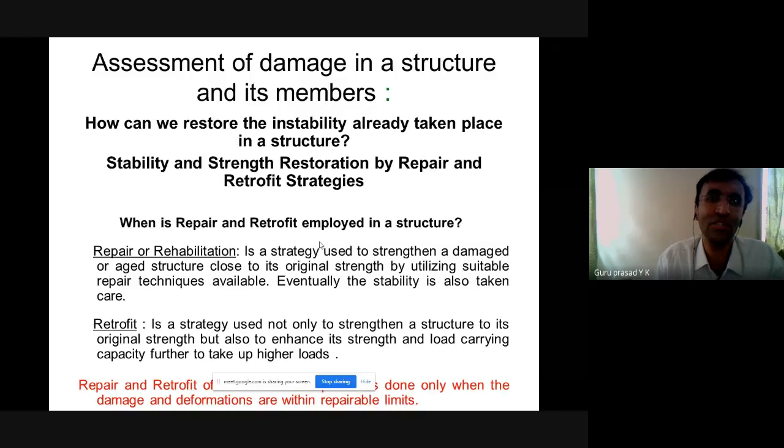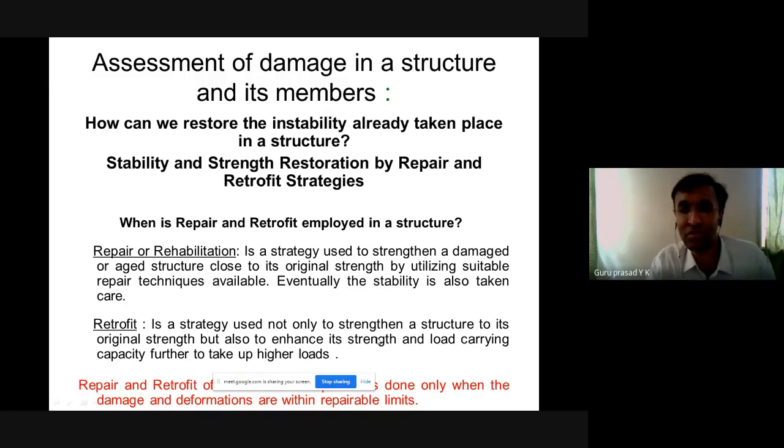Maybe he designed the foundation for 4 floors, but when he was constructing the building, he saw to it that the reinforcement and the concrete, not only the concrete, the size of the concrete columns was made such that it can only take ground and first floor, maybe because of financial constraints. Later, he realizes that he wants to put 2 more floors. The concrete columns are not strong enough to take another 2 floors. In that case, you go for retrofit strategy, where you strengthen the structural member beyond its original strength.